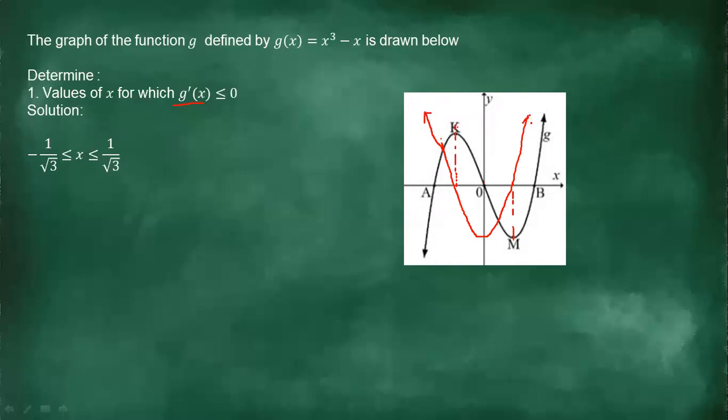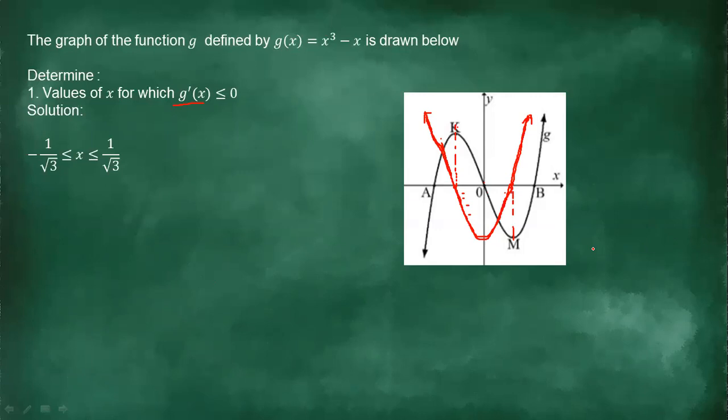So this graph of g becomes the parabola, because remember I said to you that the derivative of a cubic gives us a parabola graph. So this parabola graph is less than or equal to the x-axis, because it is negative there. So now we are looking for the x-intercepts there.